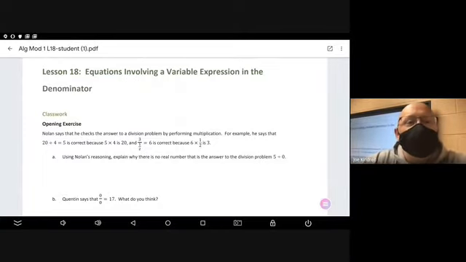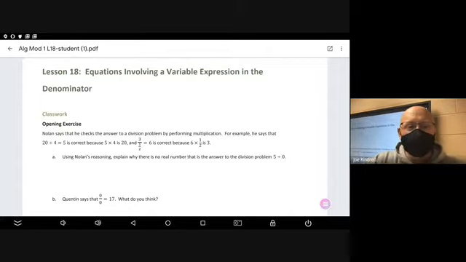Okay, we're starting lesson 18, Algebra 1, Module 1. The title of the lesson is Equations Involving a Variable Expression in the Denominator. And this particular lesson comes on the heels of us looking at factors and how to solve equations with factors in lesson 17. And so it's connected. You'll see how that's connected here in a little bit.